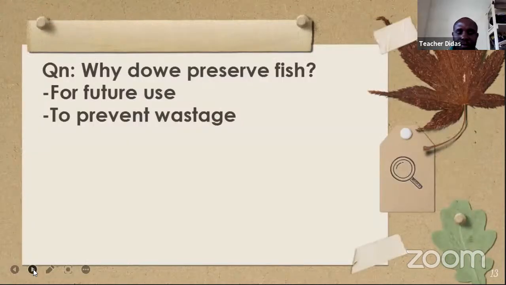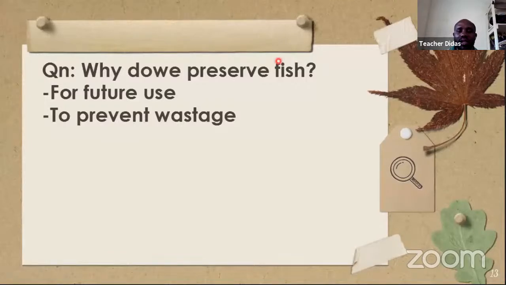Let's look here now. Why do we preserve fish? Why would you keep fish for a long period of time? For future use, because I want to use them tomorrow. I want to use them next week. So I'll have to preserve them. Then two, prevent wastage. Suppose you went to the lake, you found when they are selling fish cheaply, you buy 20, so you don't come and eat all of them at the same time. You keep some for next day, so you don't spoil some. So prevent wastage.